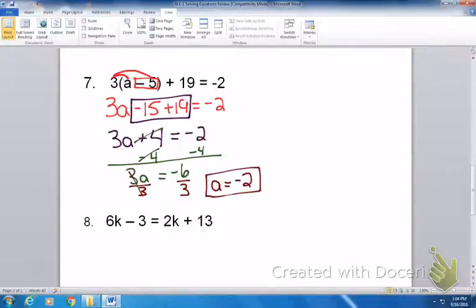And again, you could plug that in for a. 3 times, in parentheses, negative 2 minus 5, close parentheses, plus 19, and you will get negative 2. So guys, it really wasn't much worse than the last one. You just have to watch out for distribution. Let's go to the next one.